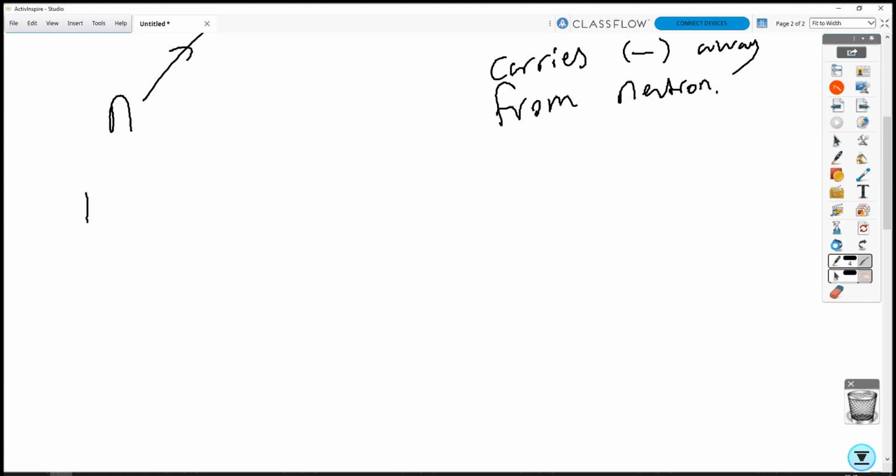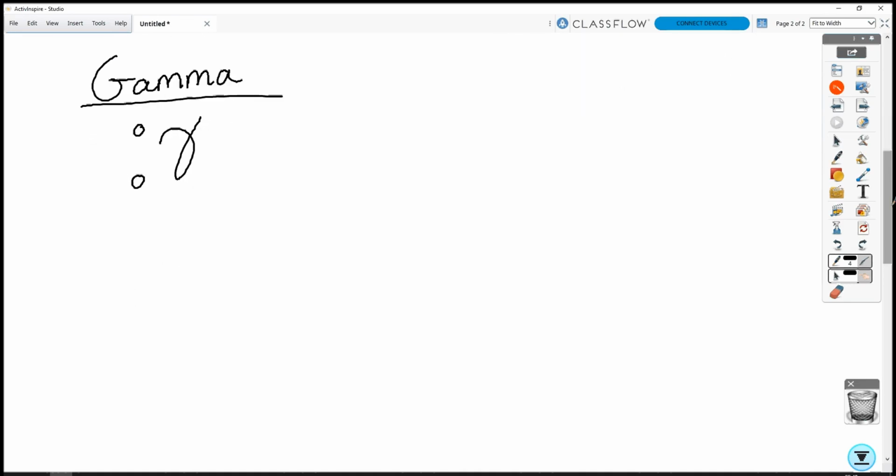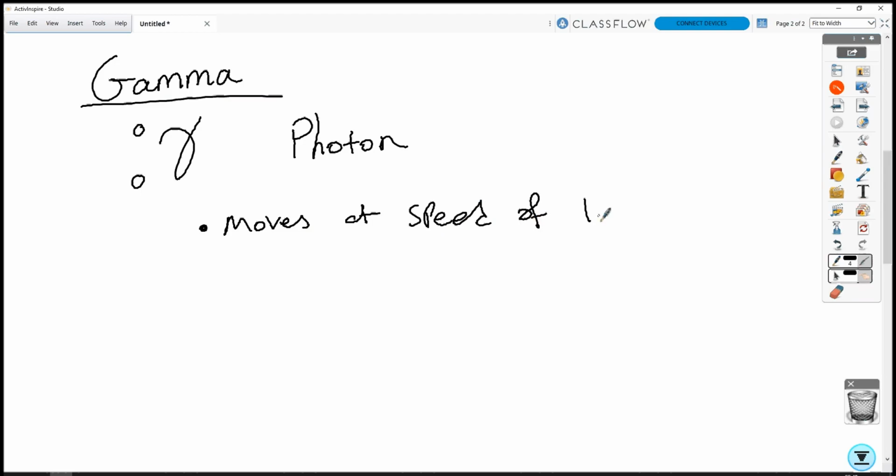Next, we've got the gamma. So gamma is a photon, which means that it has 0 for nucleon number, 0 for proton number. It has no mass, it has no charge. So gamma is a photon. And since it's a photon, it moves at the speed of light, which is 3 times 10 to the 8 meters per second. It has no mass at all.